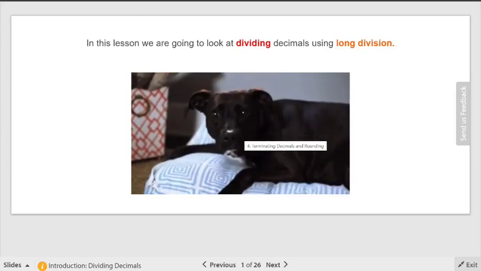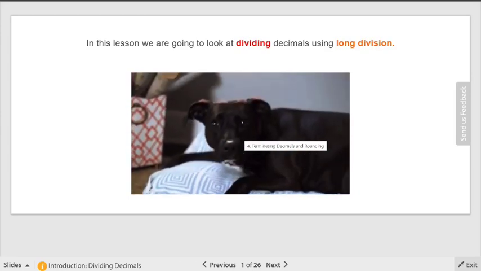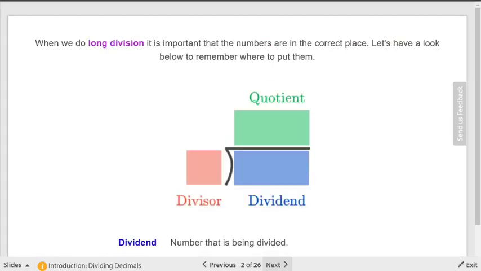Okay? So using long division. When you're doing long division, it's important to know where each thing is. What's the number you're dividing by called? The divisor. What's the number you're dividing into called? The dividend. What's the answer you get when you do the division? The quotient. Okay, quotient. All right?